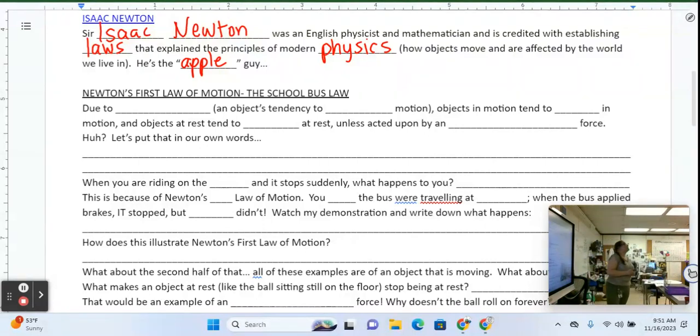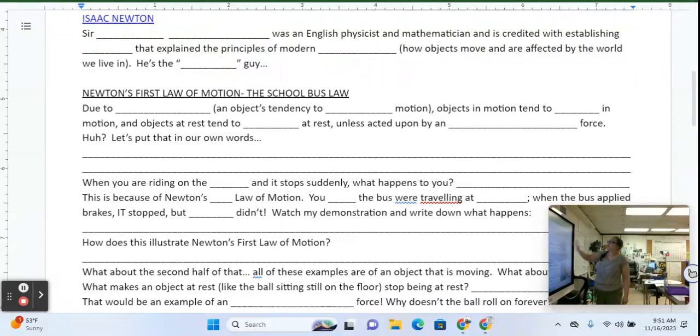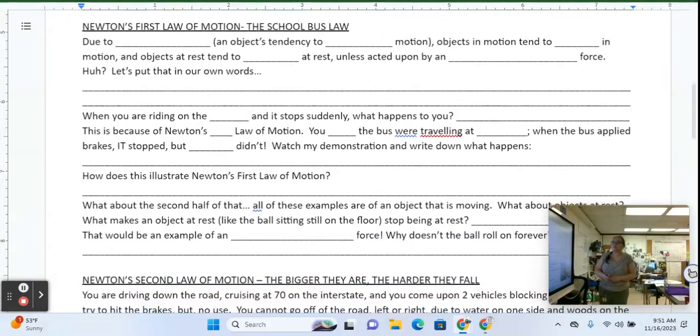All right, so Newton's laws of motion. There are 3 of them, and we have to know them all. Going once, going twice. All right. Newton's first law of motion. I call it the school bus law. Due to inertia. Say that with me. Inertia. You say it?